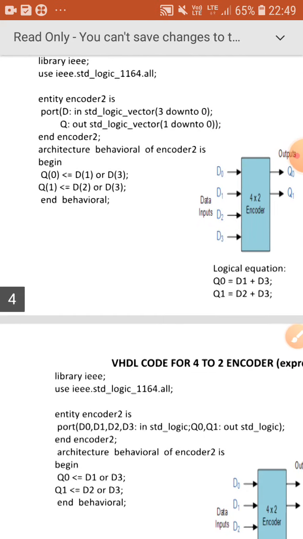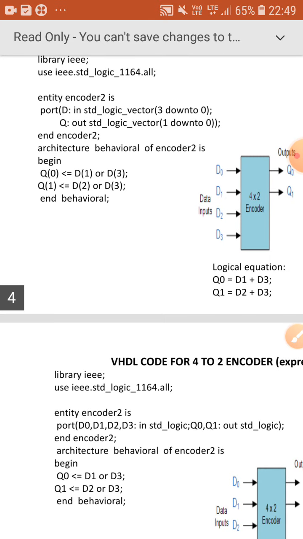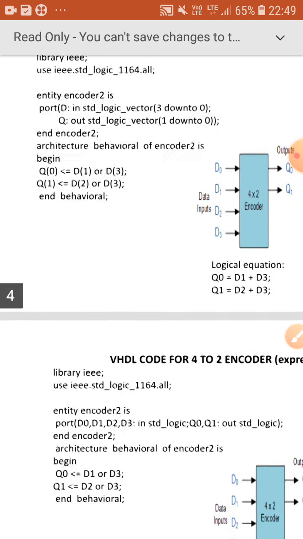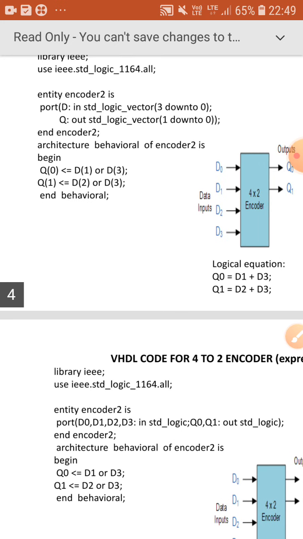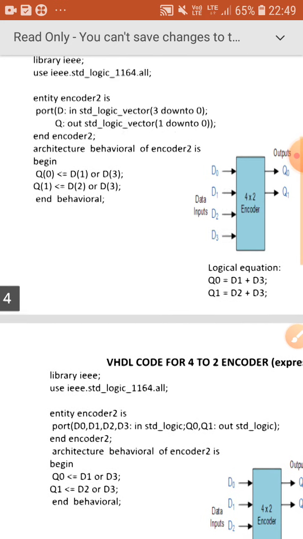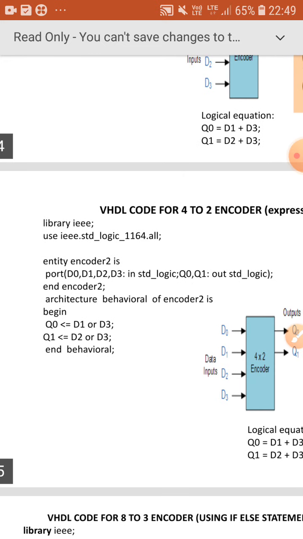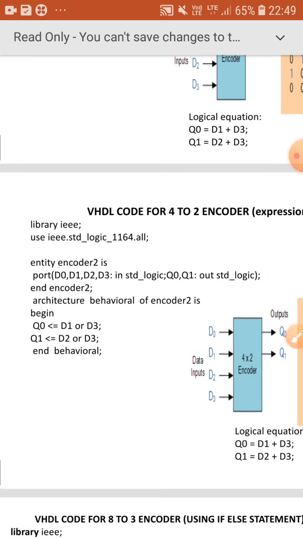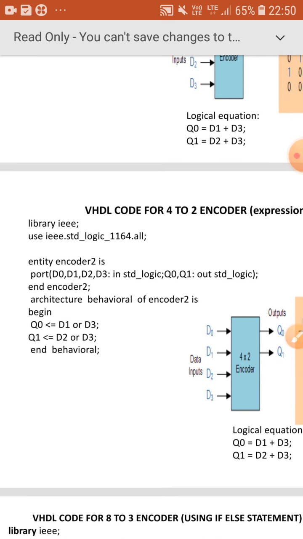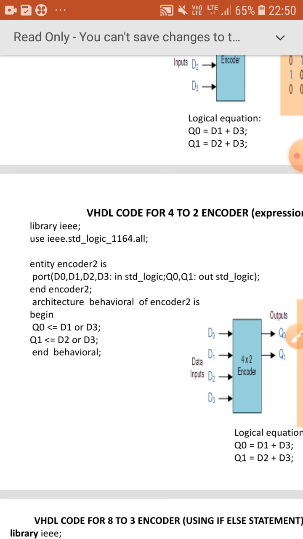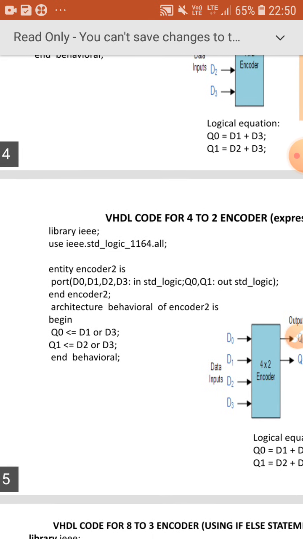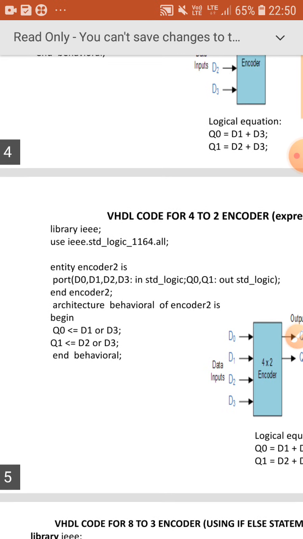Here I am taking Q as an output, but Q is a 2 bits value. So I am using STD logic vector 1 down to 0. In this I am taking Q0 and Q1 as output. Each one is a single bit value. So Q0, Q1 colon out STD logic. Here no need to use STD logic vector. Each one is a single bit value.